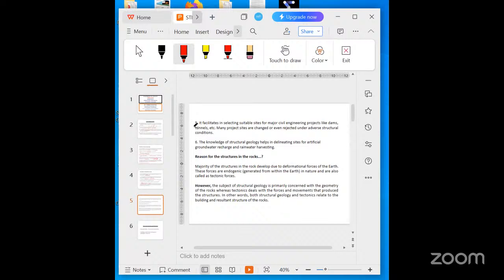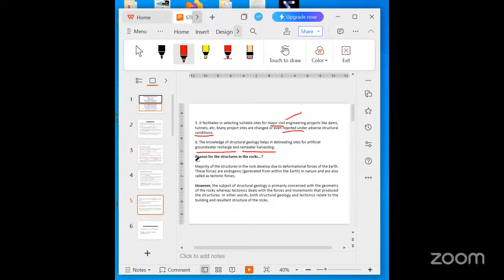It also facilitates selecting suitable sites for major civil engineering projects like dams, tunnels, and other activities, right? Many project sites are changed or even rejected depending on adverse structural conditions, right? The knowledge of structural geology helps in delineating sites for artificial groundwater recharge and also rainwater harvesting.